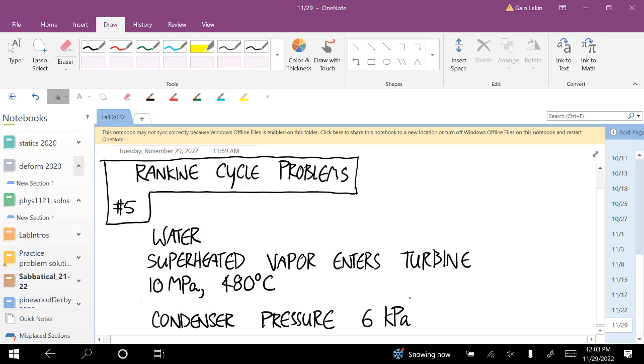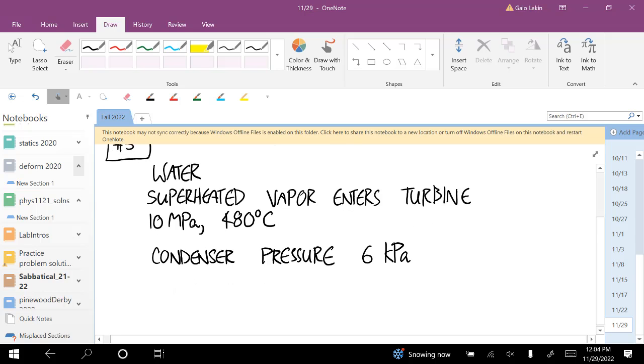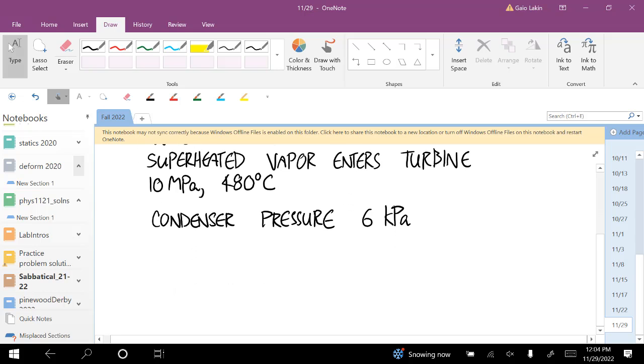And this is an isentropic efficiency problem. So we can write this as the turbine has an isentropic efficiency of 0.8, 80%. And the pump has an isentropic efficiency of 70%, 0.7.